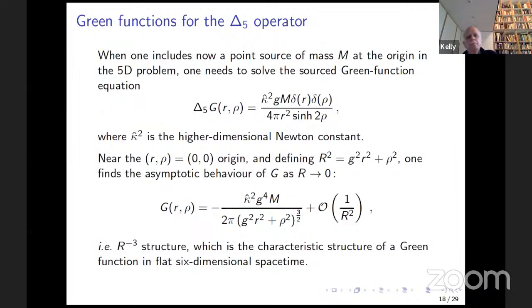So we need to find the Green function, we need to supply a source on the right-hand side, taking into account the measure for the background solution. So we're putting a source into this Salam-Sezgin five-dimensional picture of the Salam-Sezgin solution. Kappa hat squared is the original higher dimensional Newton constant. And if we define an overall radius, with the appropriate factors of g, the g, remember, was the parameter of the Salam-Sezgin background solution, g squared R squared plus rho squared. This is a higher dimensional radius.